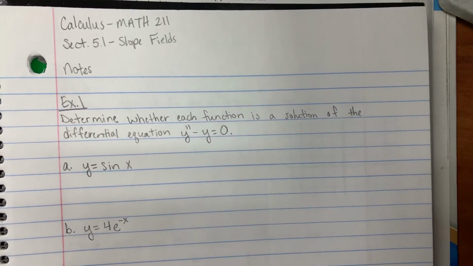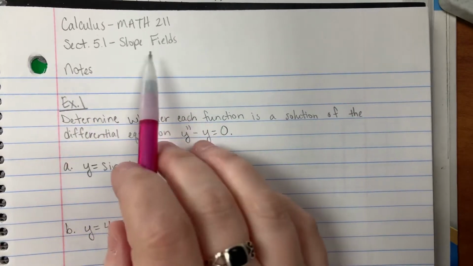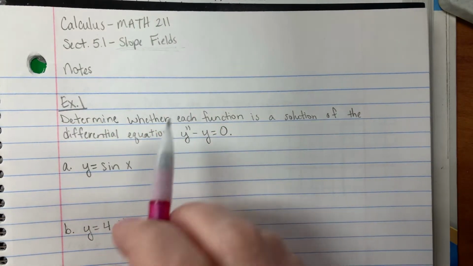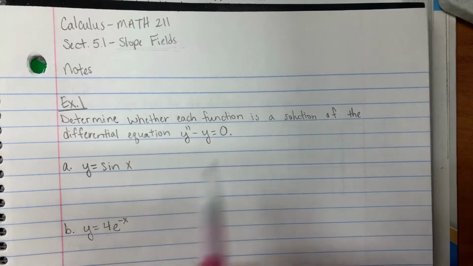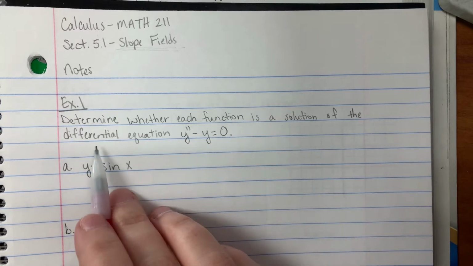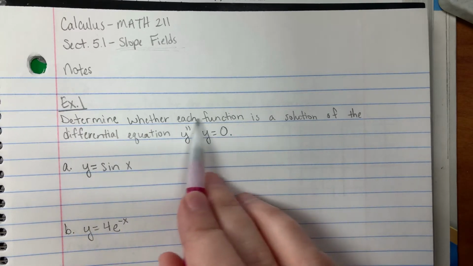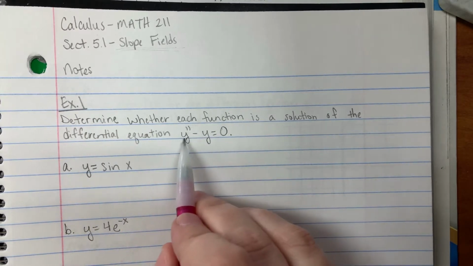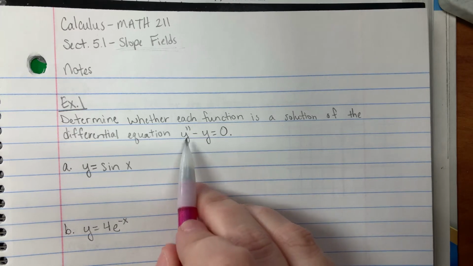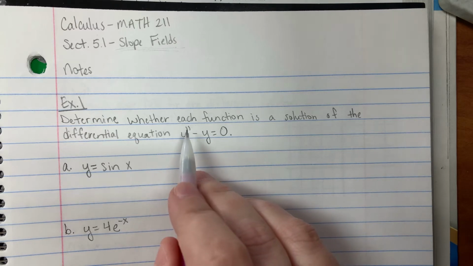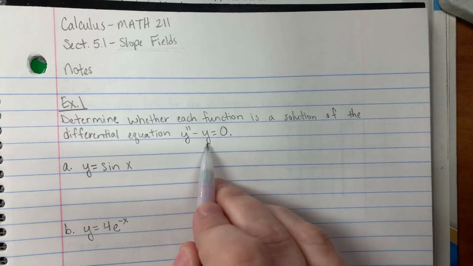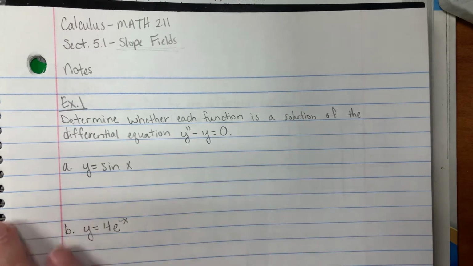Okay guys, so section 5.1, starting chapter 5, we start out with something called slope fields, but we also talk about some differential equations. So let's start with differential equations. This first example says determine whether each function is a solution of the differential equation, and they give it to me right here. This differential equation means y double prime, or the second derivative of y, minus the function y equals 0. So let me show you what we mean by this.